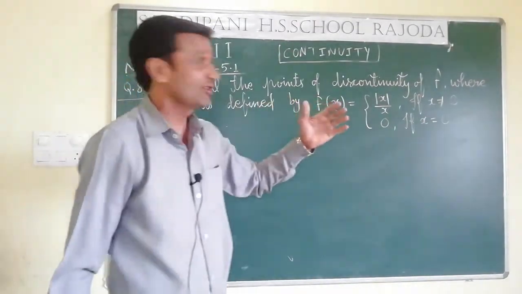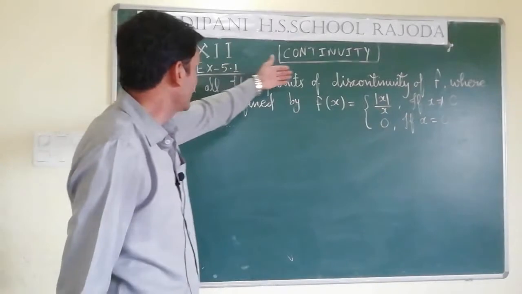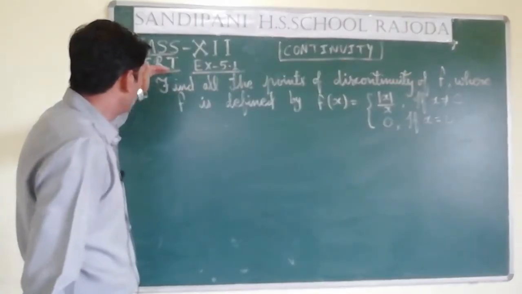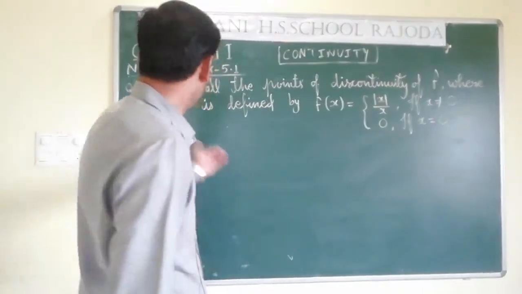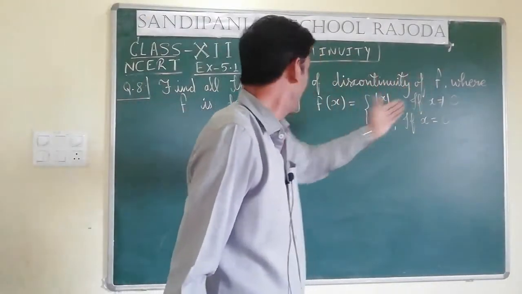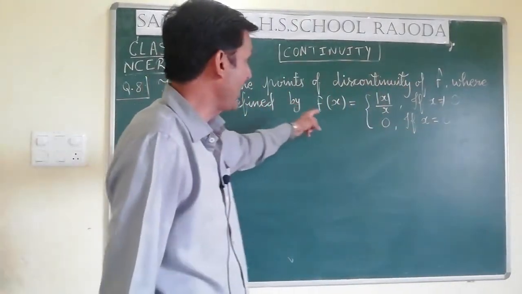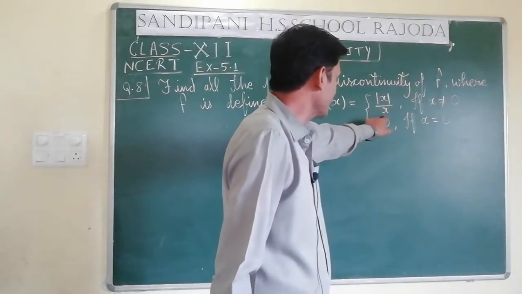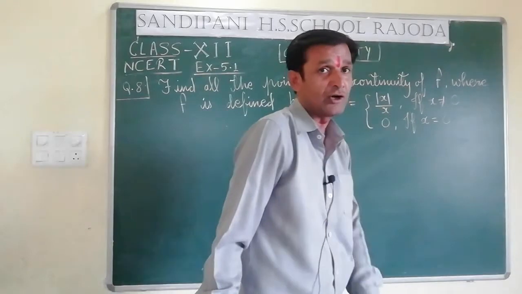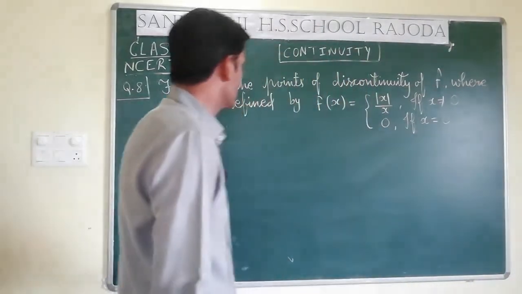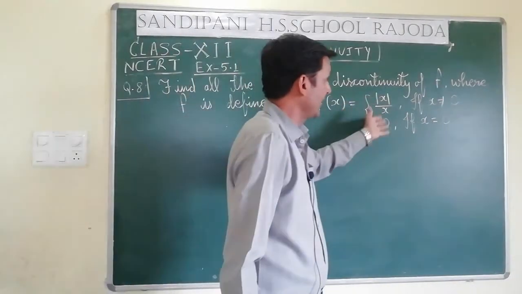I am your maths teacher and explaining a class 12th topic, continuity. Here is one question from NCERT exercise 5.1. The question is: find all the points of discontinuity of f, where f is defined by f of x is equal to mod of x upon x if x is not equal to 0, and it is equal to 0 if x is equal to 0. So, these two cases are given here.